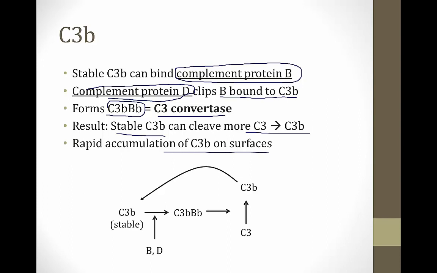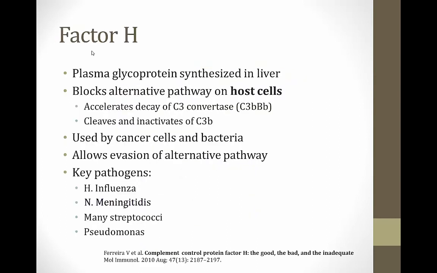And I've drawn a picture of this down here to help you understand. Once you get some stable C3b via the alternative pathway, proteins B and D can make that C3 convertase right here, which converts C3 into C3b, and then you get a positive feedback loop. Some alternative pathway C3b can bind to our own cells, and if left unchecked, it could activate the complement system and lead to cell death of our own human cells.